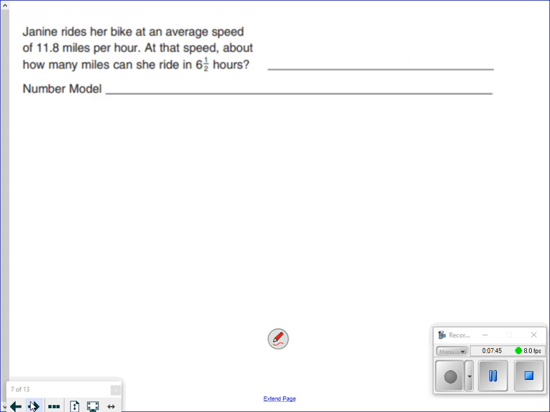Janine rides her bike at an average speed of 11.8 miles per hour. At that speed, how many miles can she ride in 6.5 hours? Now, this isn't a fraction, but I think it would be a lot easier if we change 6 1/2 to a decimal, so that means it would be 6.5. So how would I write my number model? It would look like this.